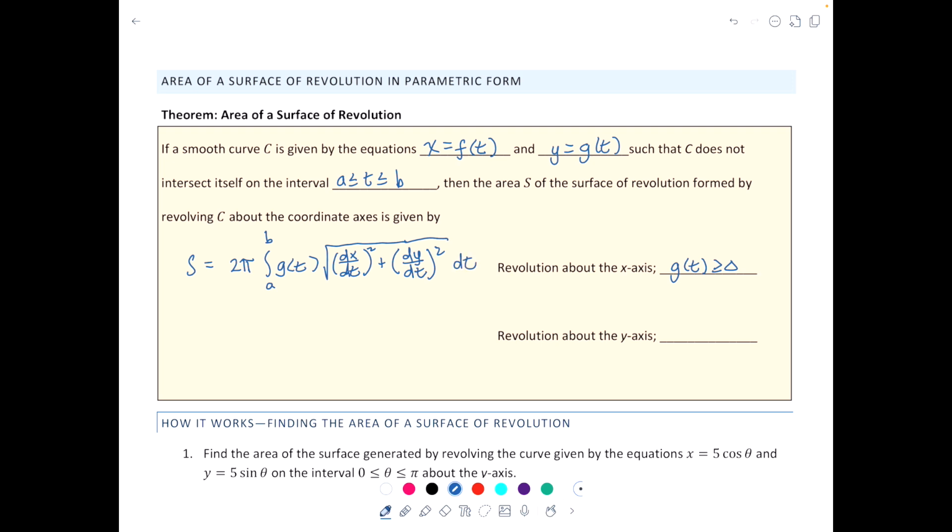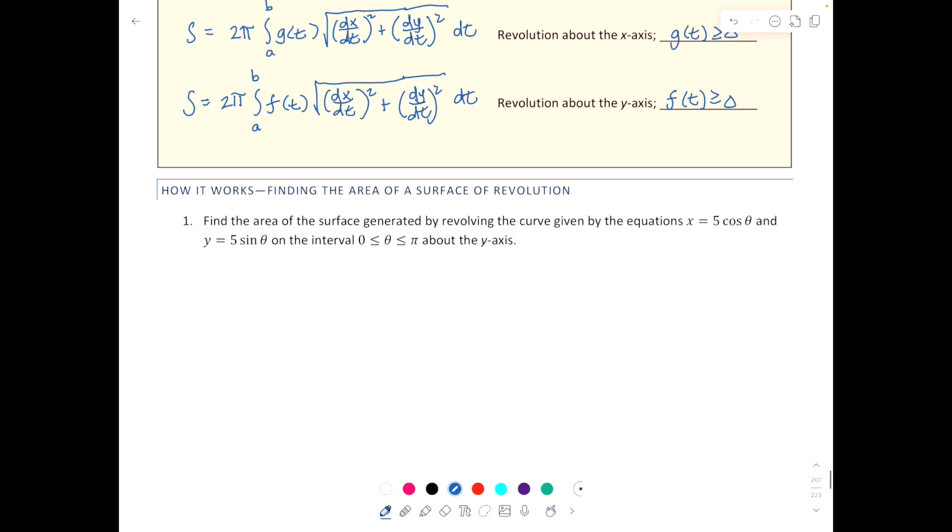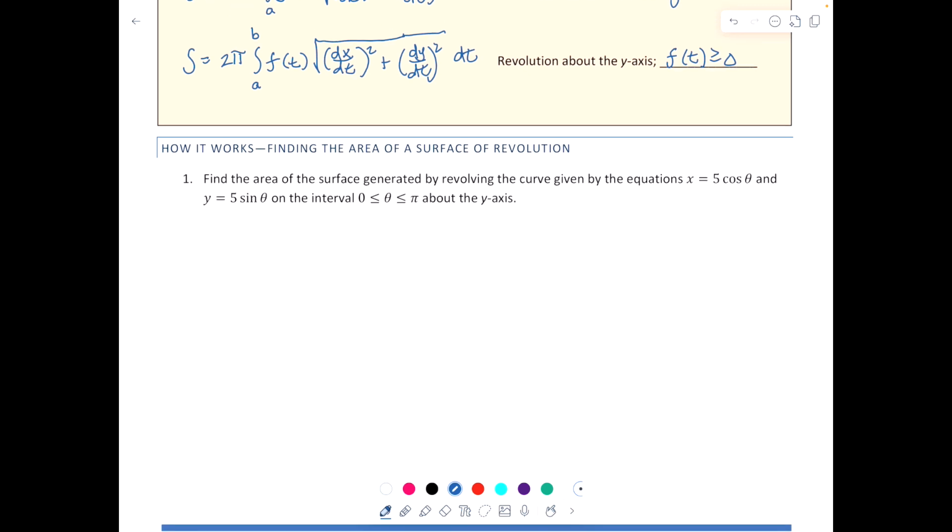Now, if you revolve about the y-axis and you have an f at t greater than or equal to 0, we'll have capital S equals 2 pi times the integral from a to b of f at t times the square root of dx dt squared plus dy dt squared with respect to t.